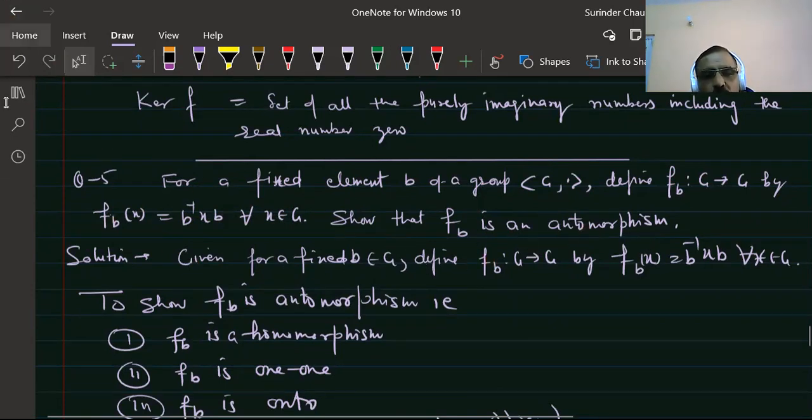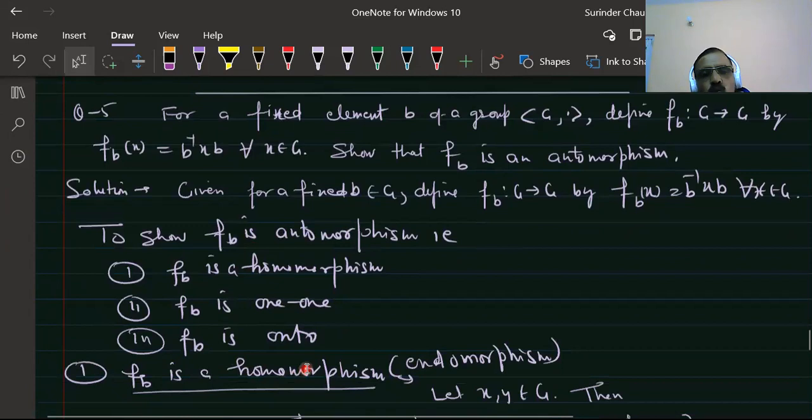Given a fixed b belonging to G, define f_b from G to G by f_b of x is equal to b inverse x b for all x. Our aim is to show that f_b is an automorphism. That is, f_b is a homomorphism, f_b is 1-1, and f_b is onto. We have to show these three in order to show that f_b is an automorphism. So first let us show that f_b is a homomorphism, that is, an endomorphism, since a homomorphism from a group to the same group is an endomorphism.